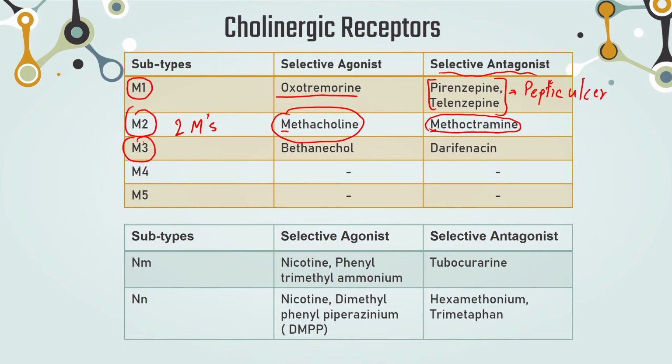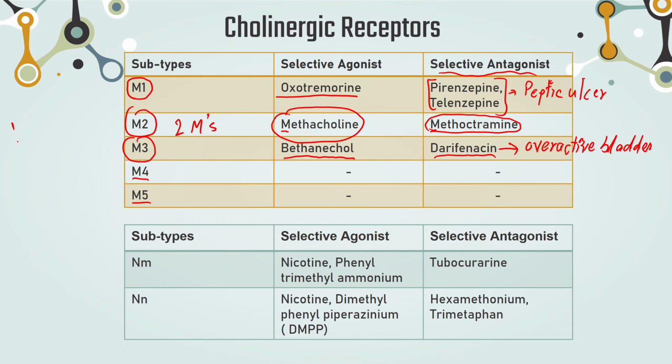M3 receptor, the selective agonist will be bethanechol and the antagonist will be darifenacin. Now darifenacin is mostly used in overactive bladder. Whenever there is increased micturition, increased urination, darifenacin will be used. And for M4 and M5 there are no selective agonists or antagonists.